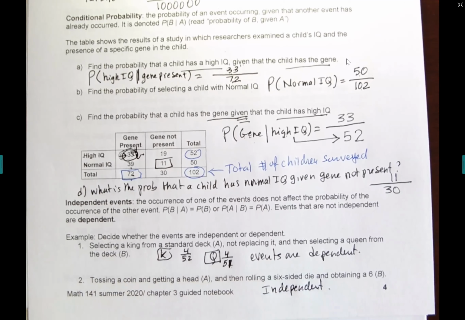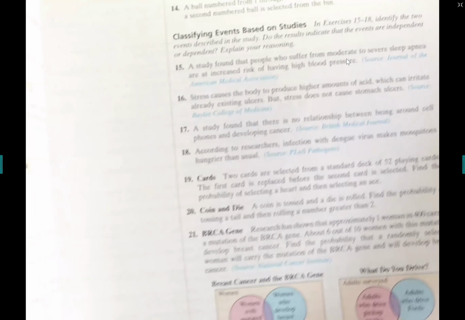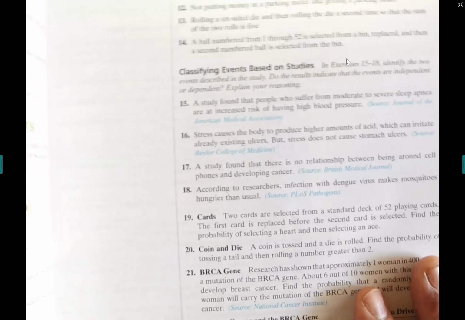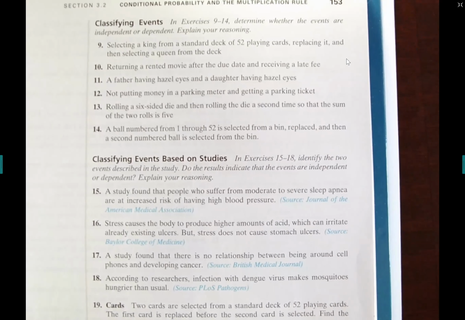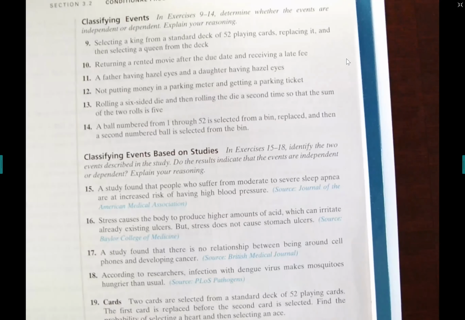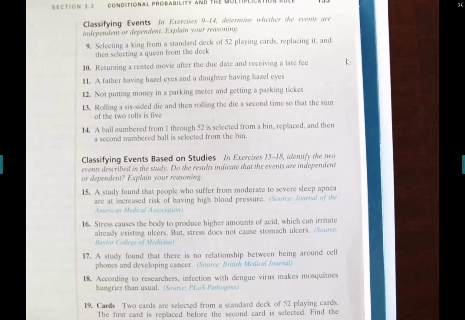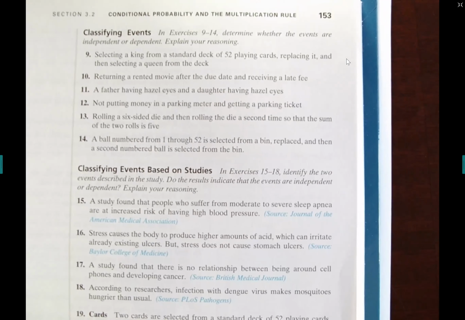But now I'm going to give you some more exercises to give you a good feel of dependent and independent events. We're going to go to the book. It's on page 153, guys, if you're taking notes. Exercises 9 to 14, on page 153. You can see number 9 I've already done, guys.